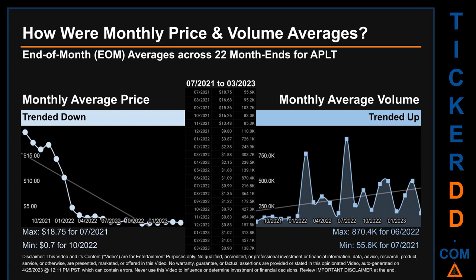How were price and volume averages for APLT? Across 448 trading days, there were a total of 22 month ends, of which monthly averages for daily price and volume were calculated. Overall, monthly price average trended down while monthly volume average trended up. The maximum end-of-month average price was $18.75 for 07/2021 while the minimum was 70 cents for 10/2020. Looking at volume, 06/2022 and 07/2021 respectively saw the highest and lowest monthly average volume at 870.4 thousand and 55.6 thousand.